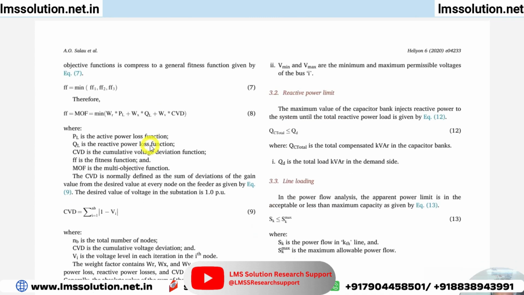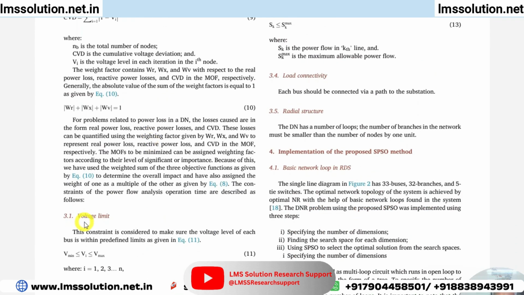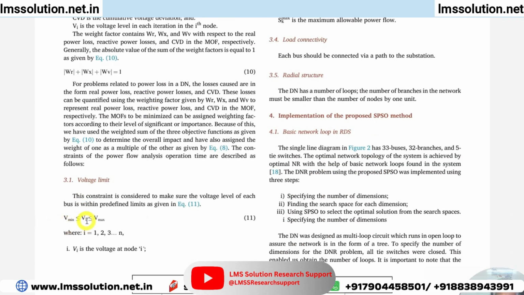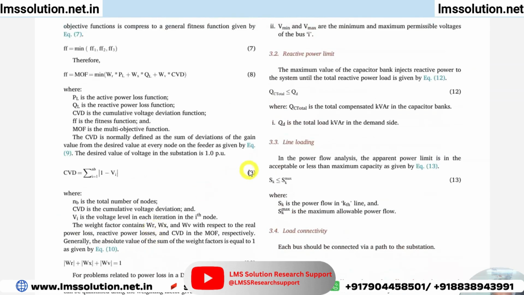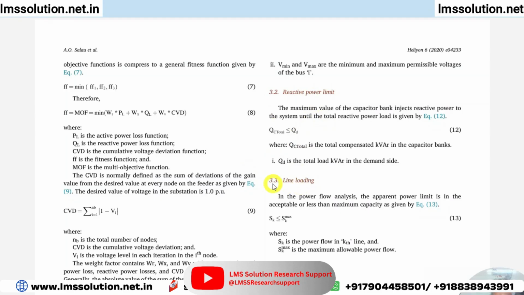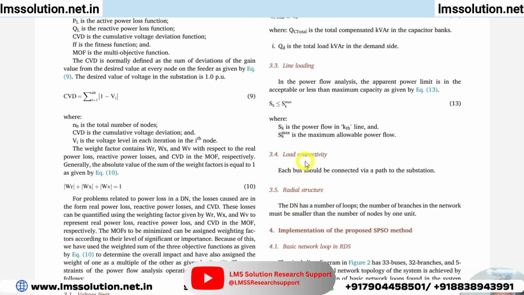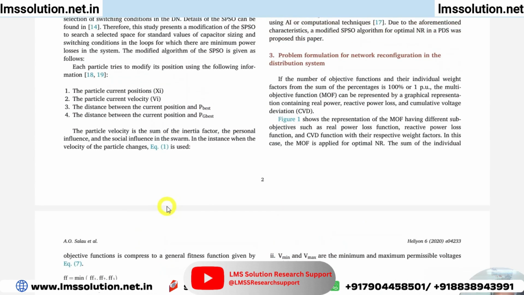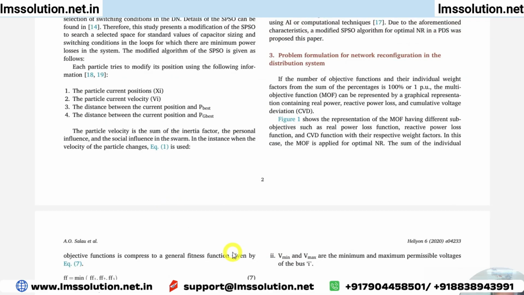Next, you can see there are some constraints. Voltage should be between the minimum and maximum limit, and you have to maintain the reactive power limit, line loading limit and load connectivity. These are the things we need to follow to implement the logic for finding the optimal configuration.